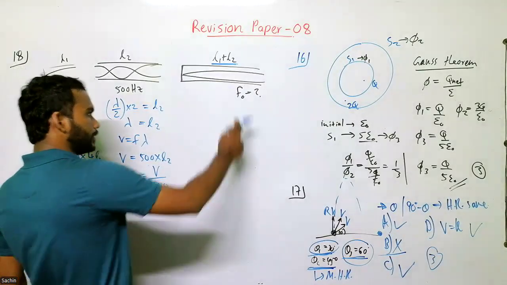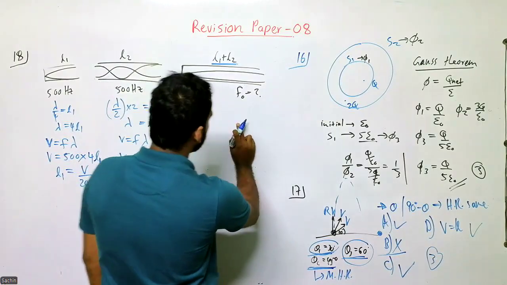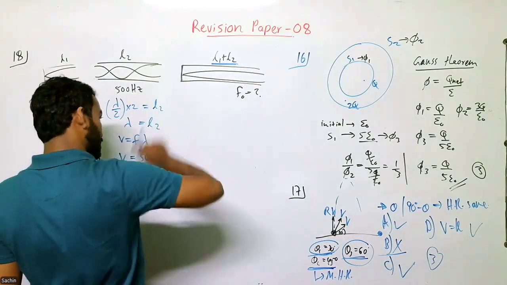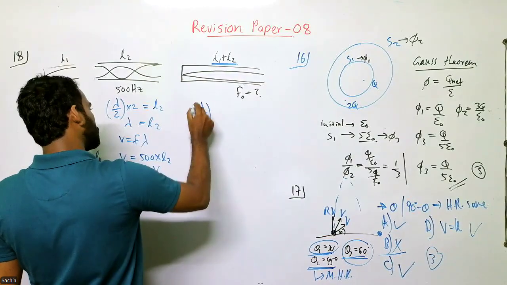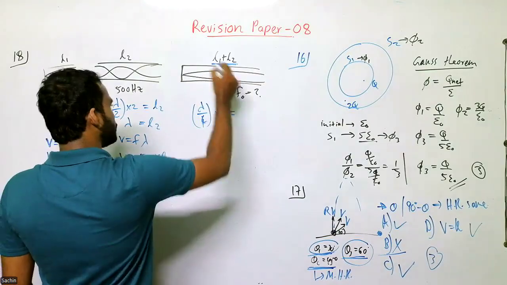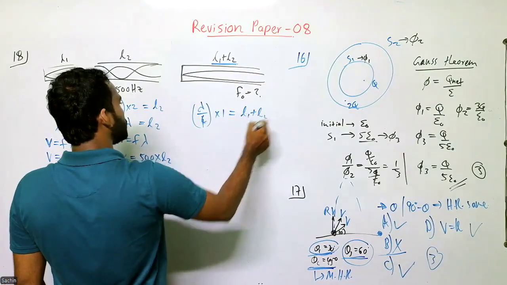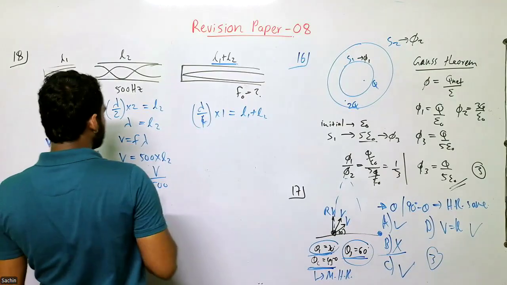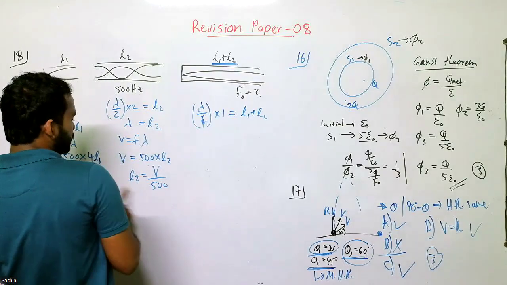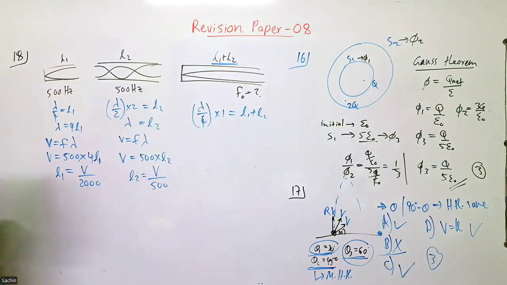And now we are going for the third one. To evaluate the frequency, you first need to calculate the lambda. Lambda over 4 times 1 should be equal to L1 plus L2. You see? Now you get this L1 plus L2 term here. So I'm just replacing that L1 plus L2 term with the two formulas we obtained in the first two cases.